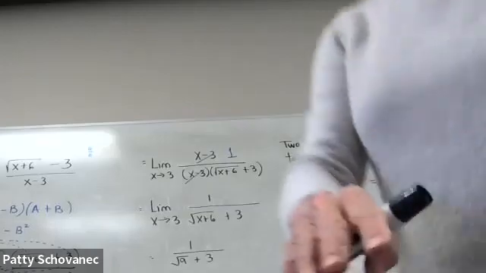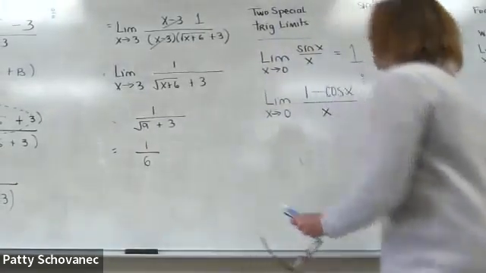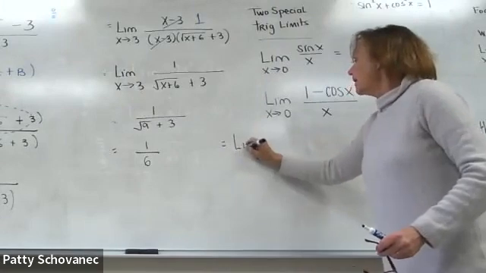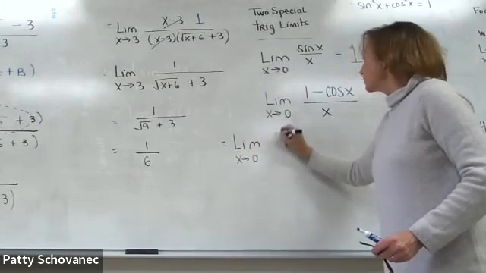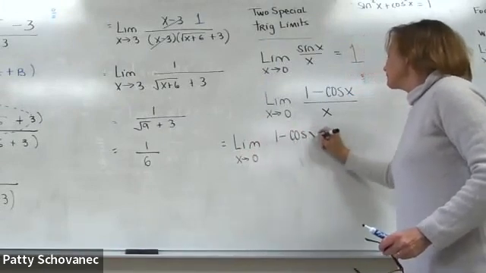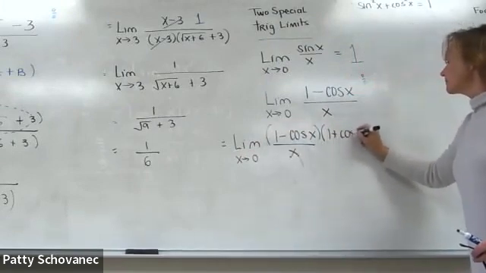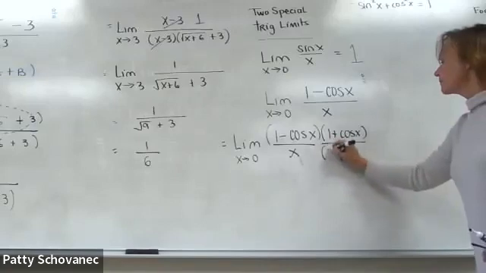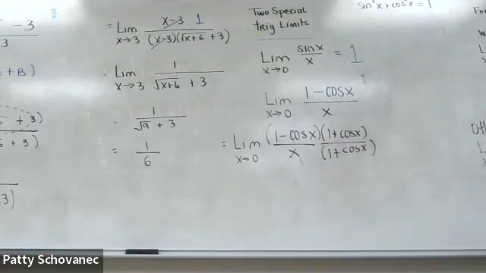So if I want to introduce a square in here, I'm going to multiply by the conjugate. I'm going to take that expression there, and multiply top and bottom by 1 plus the cosine of x over 1 plus the cosine of x. Again, I'm going to leave the bottom factor, but I'm going to multiply the top out.